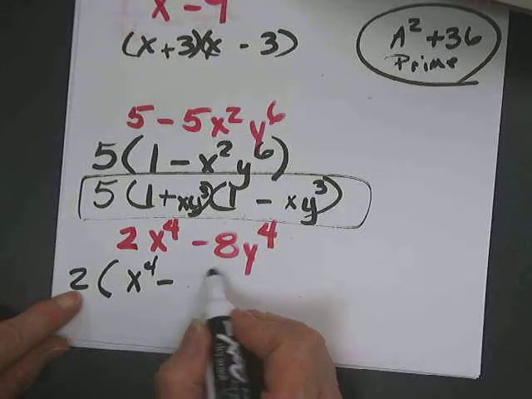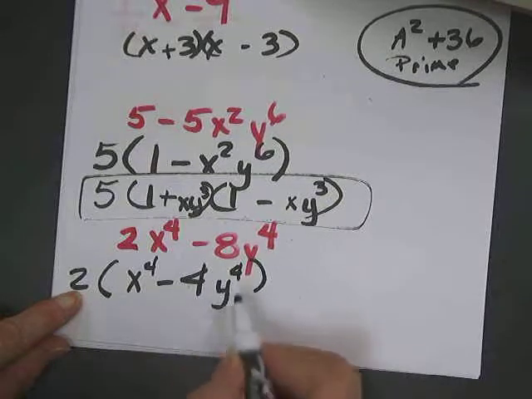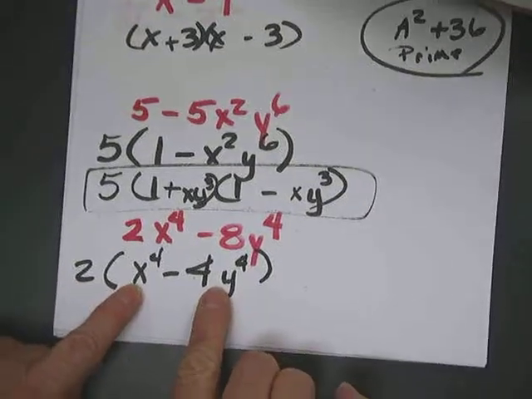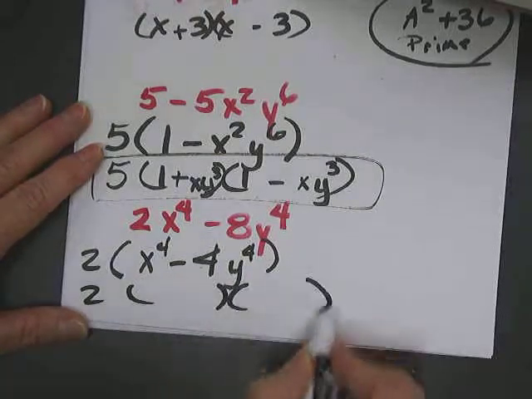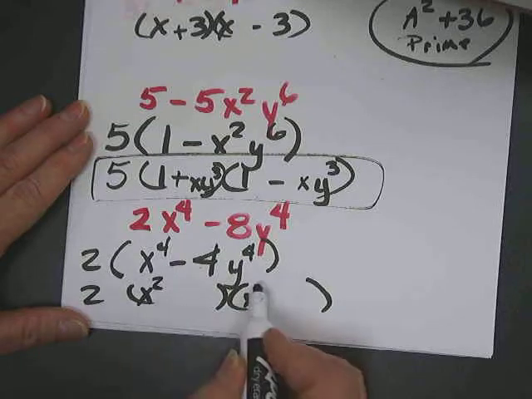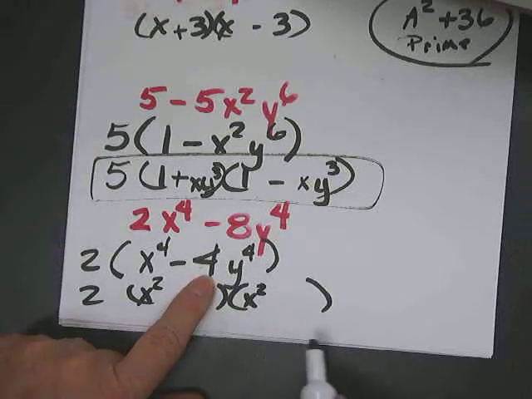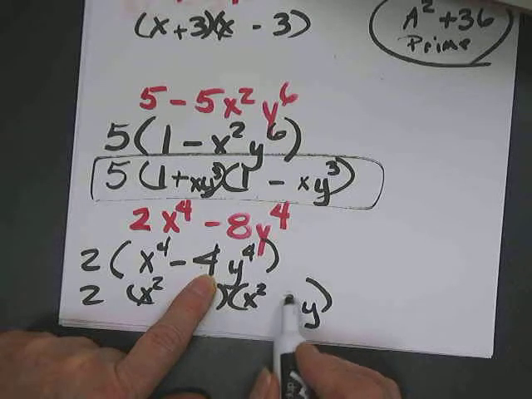Okay, do these have anything in common? True. Let's get that out of there then. They're just the 2. So we'll have x to the 4th minus what? 4, to the 4th. 4y to the 4th. Are these perfect squares? Yes. Difference of squares, okay.